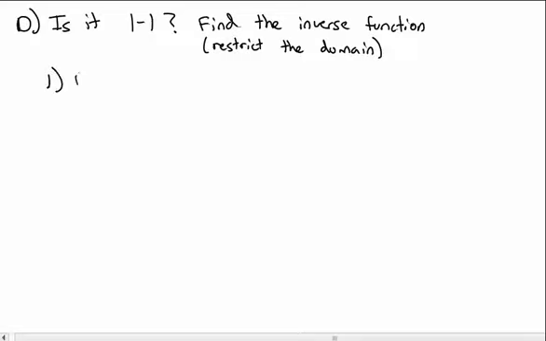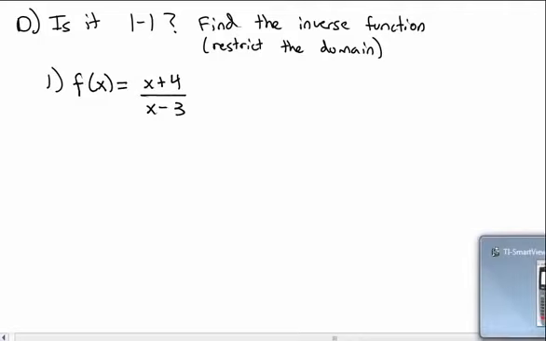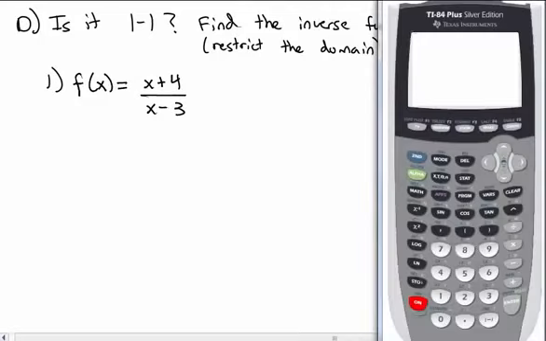So our first problem we're going to look at is f of x equals (x plus 4) over (x minus 3). And to help us out to determine if this is a one-to-one function, we're going to have our calculator do the graphing for us. In our next unit, we're going to look at how we can actually graph this without a calculator. But for now, we're going to use our calculator to help us.